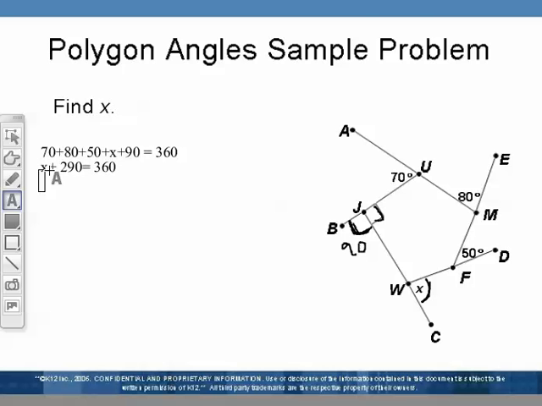Now that wasn't hard algebra, that was just collecting like terms. So I'm now going to subtract the 290 from both sides, so x plus 290 minus 290 is going to be equal to 360 minus 290. Okay, well 290 minus 290 is 0, so I'm going to have x is equal to 360 minus 290, which is going to be equal to 70 degrees. I think I found what my x is equal to. I found that value. Woohoo! I found x. It wasn't missing after all.